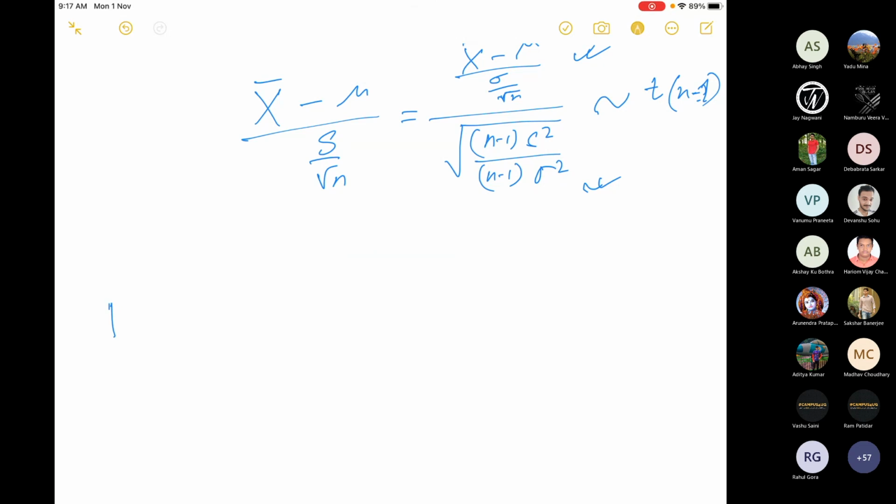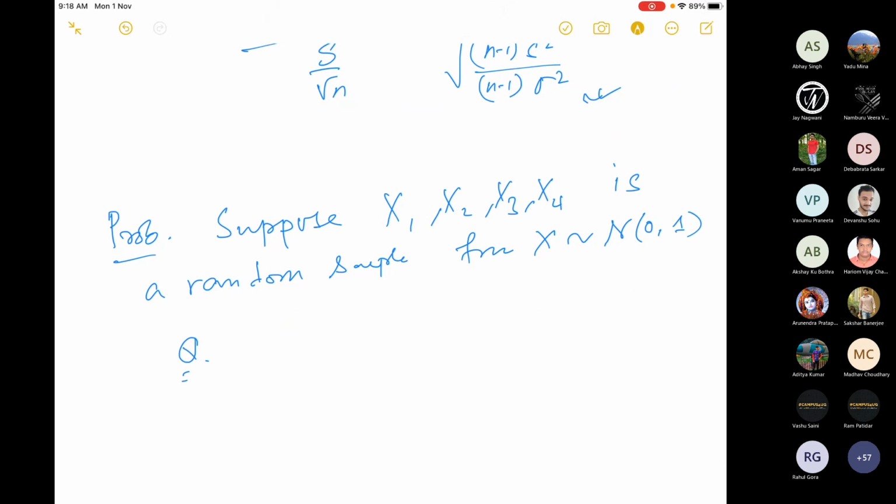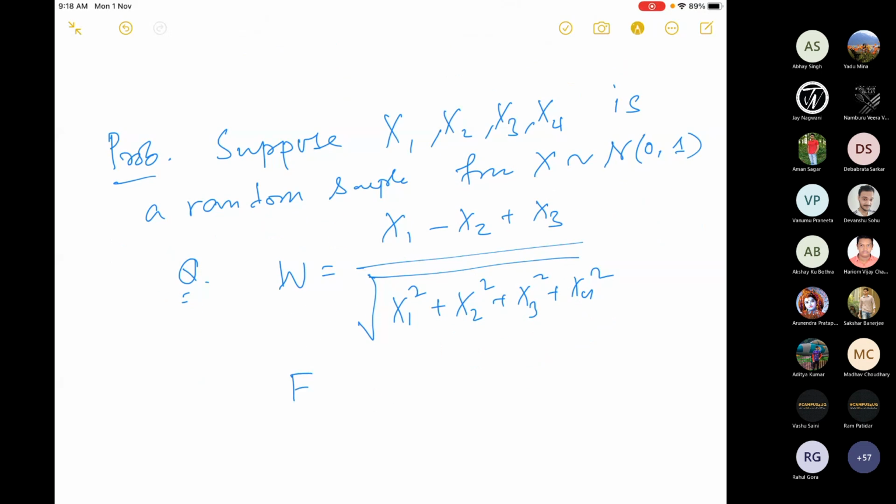Okay, let us solve a problem. Suppose I have 4 random variables, x1, x2, x3, x4. Suppose this is a random sample of size 4 from X, which is standard normal, N(0,1). Now I give you a statistic. So this is my question. Let's say W is defined as x1 minus x2 plus x3 divided by the square root of x1 square plus x2 square plus x3 square plus x4 square. My question is, what is the expected value of this?